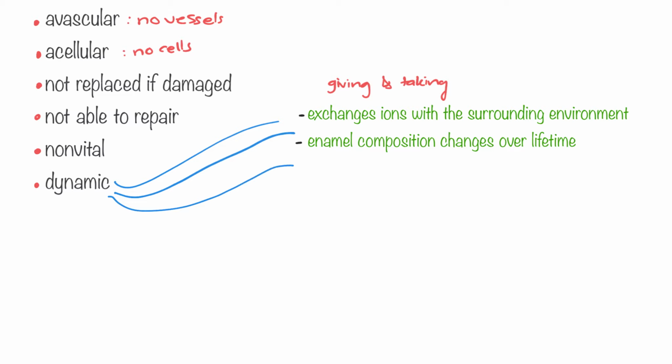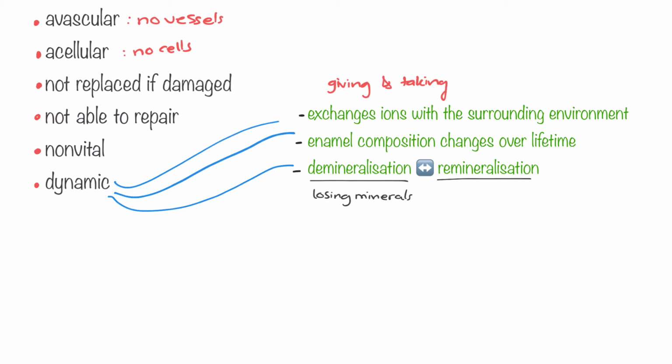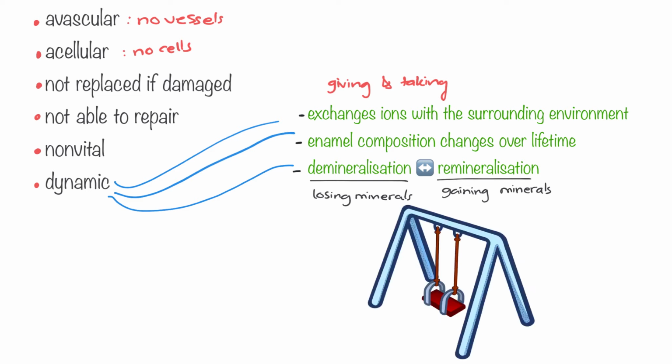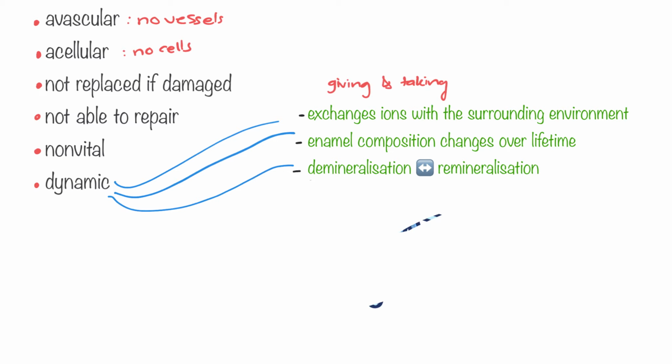Let's see the third property that makes it dynamic: demineralization and remineralization. Now, as you probably know, demineralization means losing minerals, while remineralization means gaining minerals. So demineralization and remineralization are kind of the official dental names of giving and taking minerals. Now, what does this continuous swinging between demineralization and remineralization mean to us? Like, how does it affect the health of the enamel?